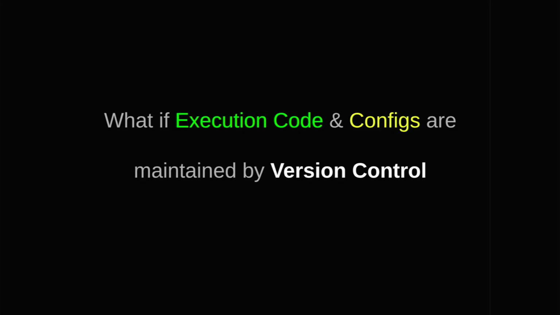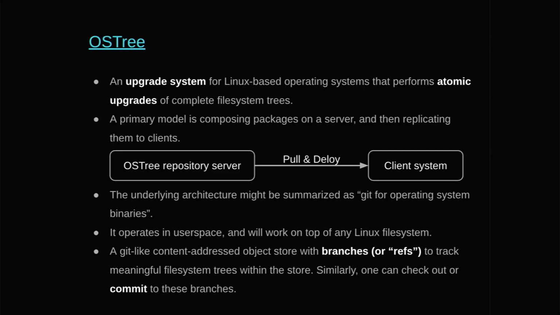So what if the execution code and configurations can be maintained by a version controlled system? OSTree might be the solution. It's an upgrade system for Linux-based OS that performs atomic upgrades of complete file system trees. The premise model is composing packages on the server, then replicating them to the client. The underlying architecture might be summarized as Git for operating system binaries. It operates in user space, and so it will work on top of any Linux file system.